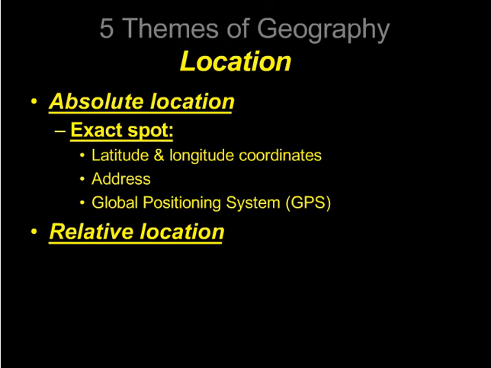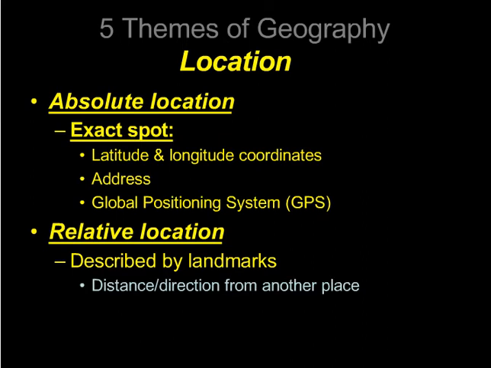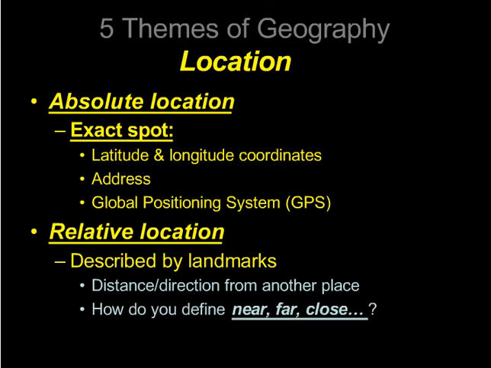This is different than relative location. Relative location is more described by landmarks, and so distance or direction from another place. For example, where is the RCA Dome? Well, it's on the southwest side. Actually, it's no longer here. Where is Lucas Oil? Well, it's on the southwest side, over by Victory Field. That's its relative location. I didn't rattle off the address for the stadium or the latitude and longitude. I described how close or near or far it is from other landmarks. Relative location measures distance and direction, whereas absolute location describes an exact location.